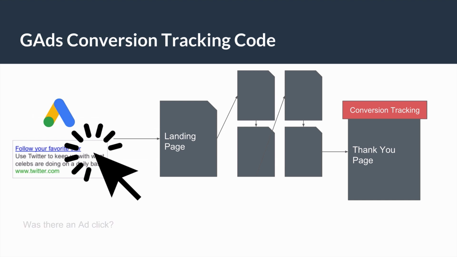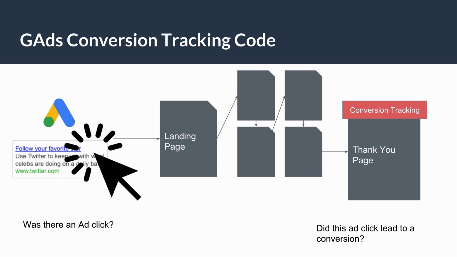because the questions that I actually ask are, first of all, was there an ad click? And then, did this ad click lead to a conversion? So these are the two crucial data points that Google Ads will actually look at if you have the Google Ads conversion tracking code set up, and say, okay, I'm going to count this as a conversion.